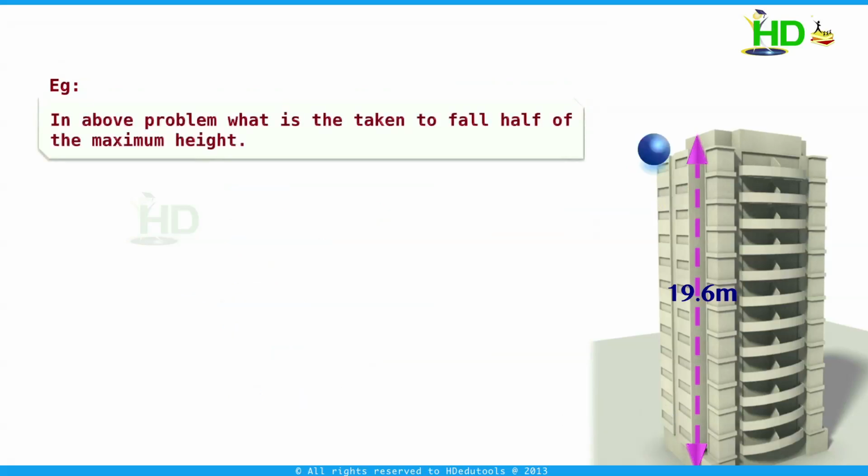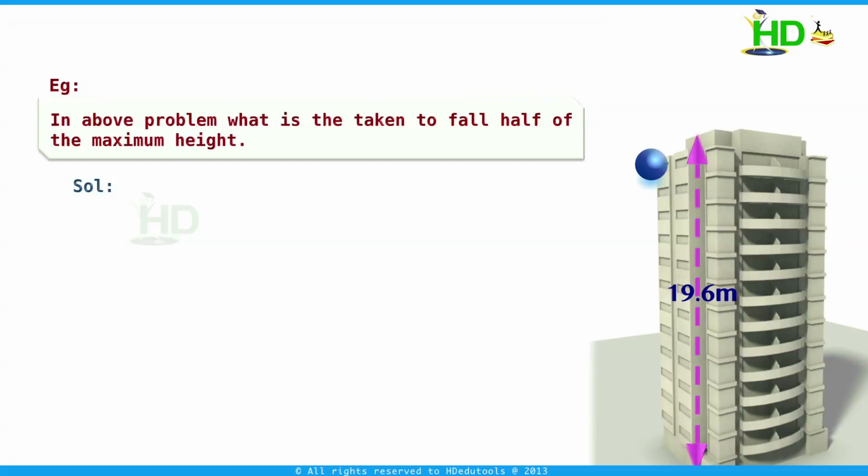Now we take another problem. In the above problem, what is the time taken to fall half of the maximum height? How much time does it take to fall complete height? Already we have done this. It is 2 seconds. Now what is the time taken to fall half of the maximum height? Can we take it is 1 second? No or yes? Let us check this.